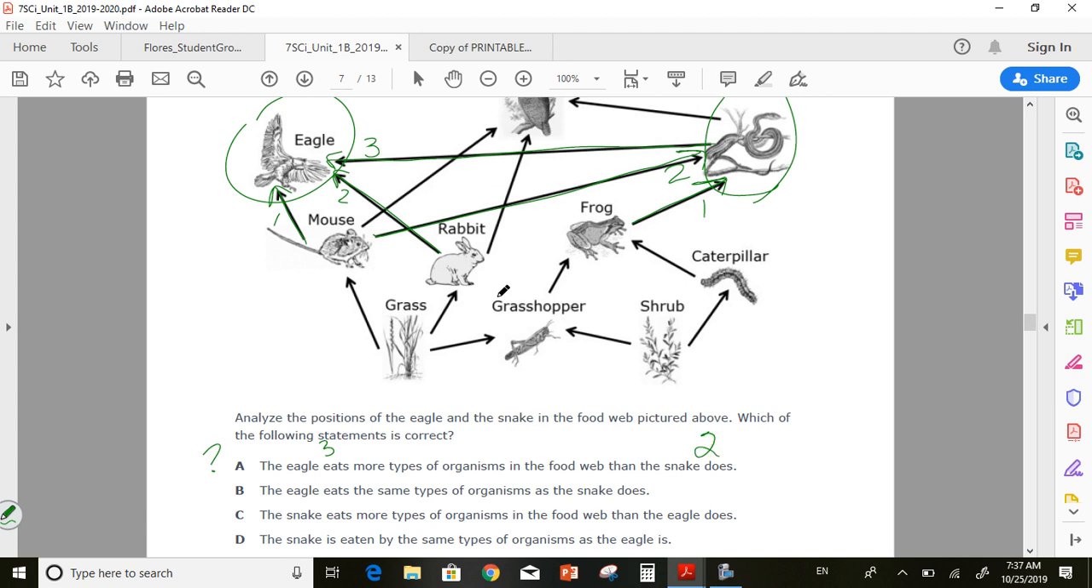Okay? The eagle eats the same types of organism as the snake. Well, I can't say it's the same because this one eats 3, this one eats 2. The snake eats 2, the eagle eats 3. That's not the same. 3 is not the same as 2. So even if they both eat the mouse, because this is an animal that they both share, they don't both eat the rabbit, and the owl eats the snake. So this one is false.